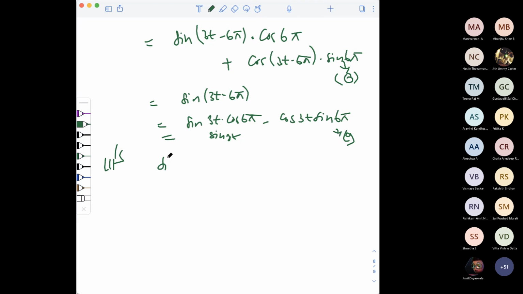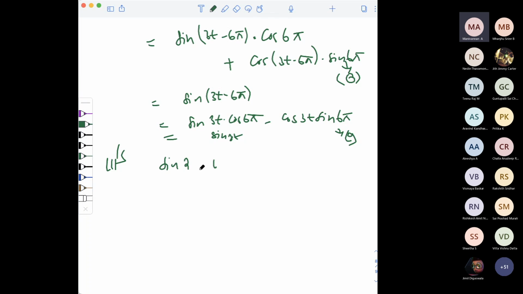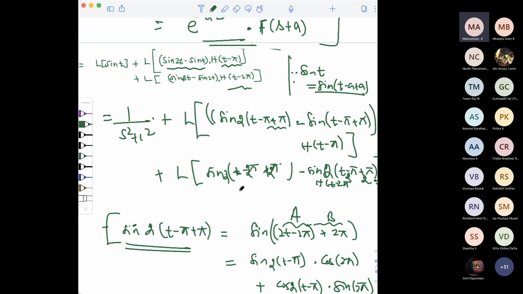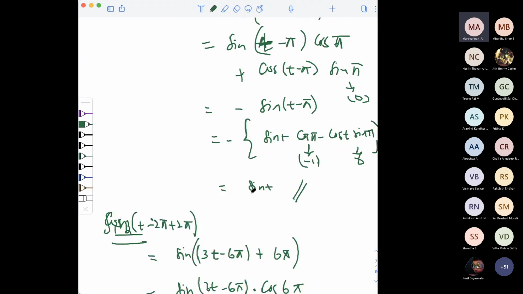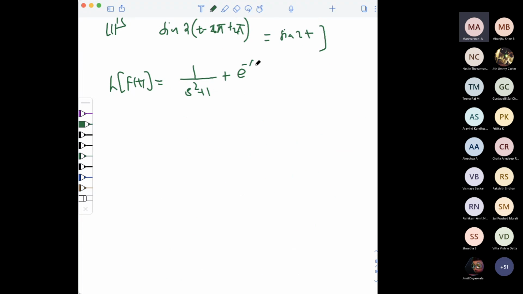Similarly, sine of 2 times t minus 2 pi plus pi, it is sine 2t alone. So using these results, L of f of t is 1 divided by s square plus 1 plus this term. Consider this term. In this term, this minus pi will be taken out, so that here it is e raised to the power minus pi s, remaining Laplace transform of sine 2t minus sine t, like that.